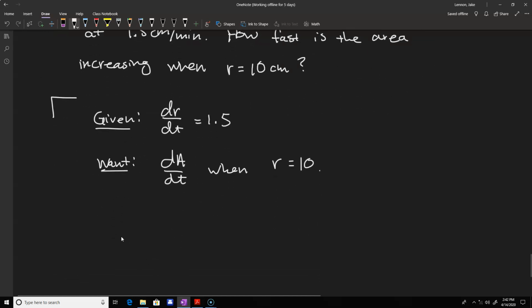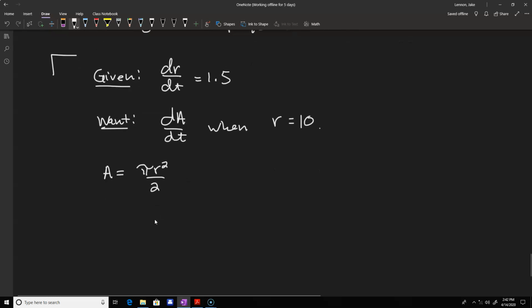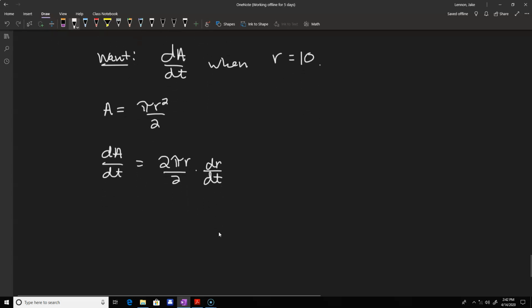So we need our area formula. A semicircle is just a half circle. So if the area of a regular circle is pi r squared, then the area of a half circle is pi r squared over 2. So this is the formula we want to differentiate implicitly. The derivative of A would be dA/dt, and the derivative of the right-hand side would be 2 pi r over 2 times dr/dt, thinking of r also as an implicit function of time.